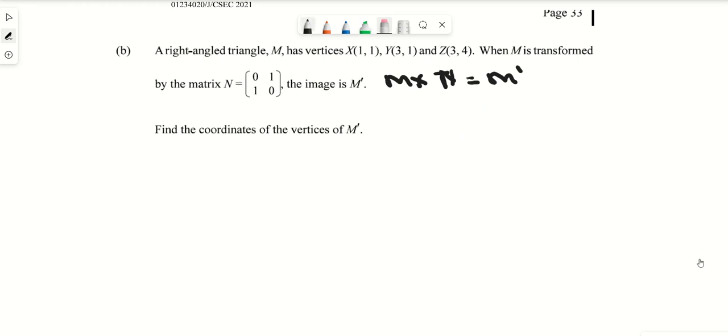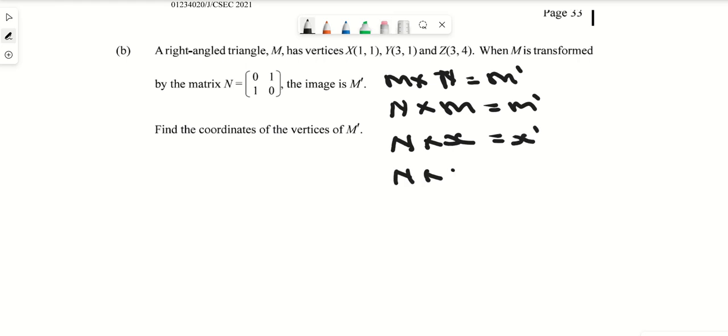What you will have to do is multiply your transformation, in this case N, by M to give you M1. That is why it is so important to know the order of the matrix, right? So it will be N multiplied by X to give you your image X1. And then it would be N multiplied by Y to give you an image for Y1, and N multiplied by Z to give you an image in Z1, right? So let us now multiply.